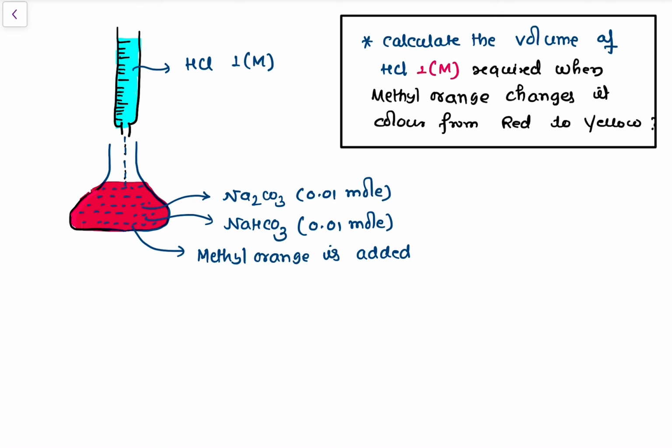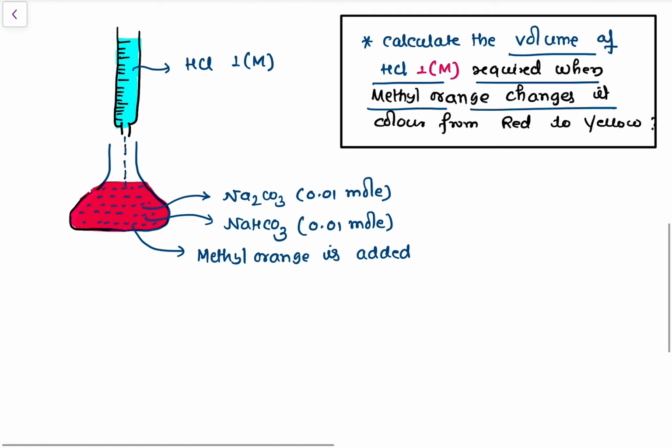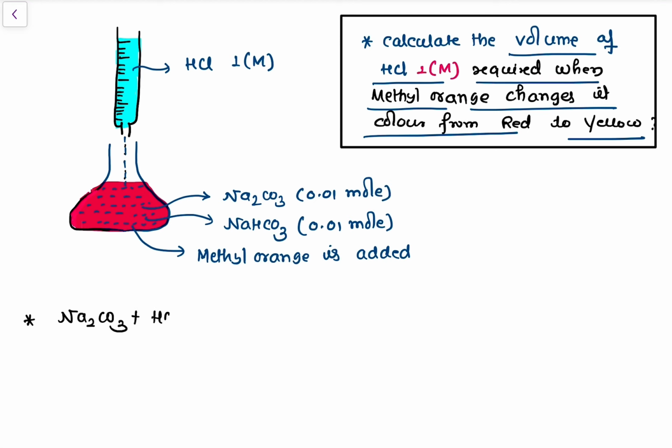Now the question is we need to calculate the volume of HCl that will be required when the methyl orange will change its color from red to yellow. Okay, so again we have to write the reaction. First of all, sodium carbonate will start reacting with the HCl. It will form sodium bicarbonate and NaCl.